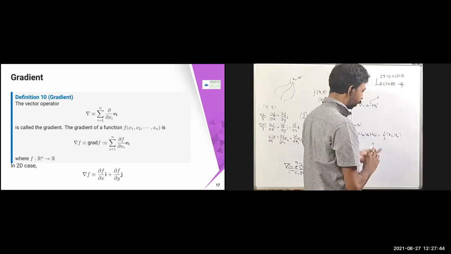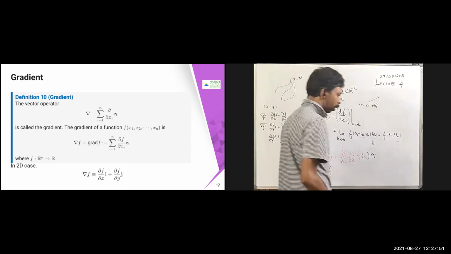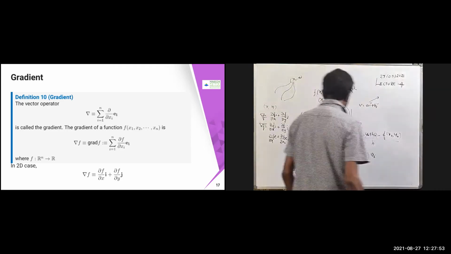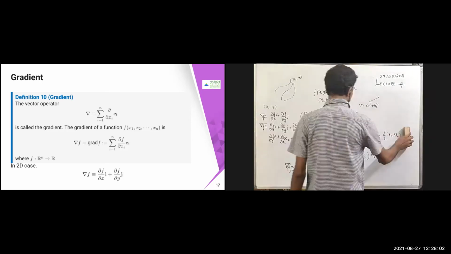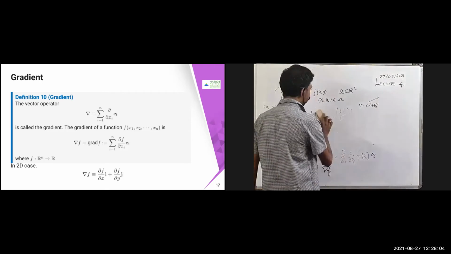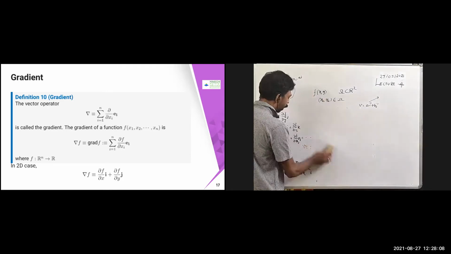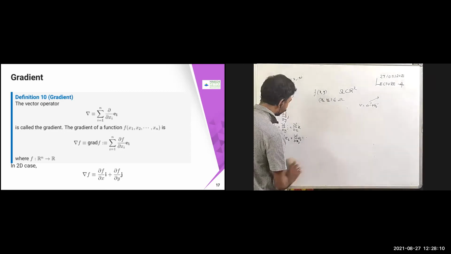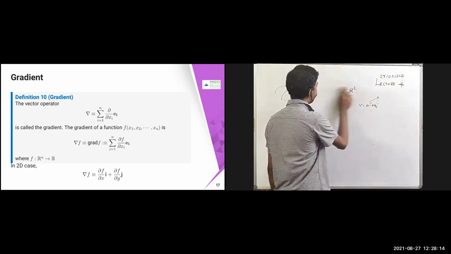Sir, what is the representation of the gradients? Okay, the gradient is going to talk about how... See, you know the derivative, right? What is the derivative? Rate of change. Right, this is also going to talk about the change only, but the change with respect to all dimensions. The del f is going to talk about the gradient with respect to all dimensions.